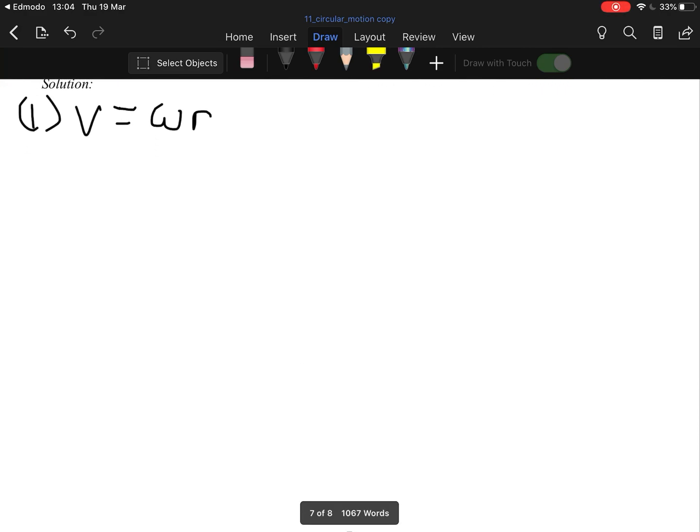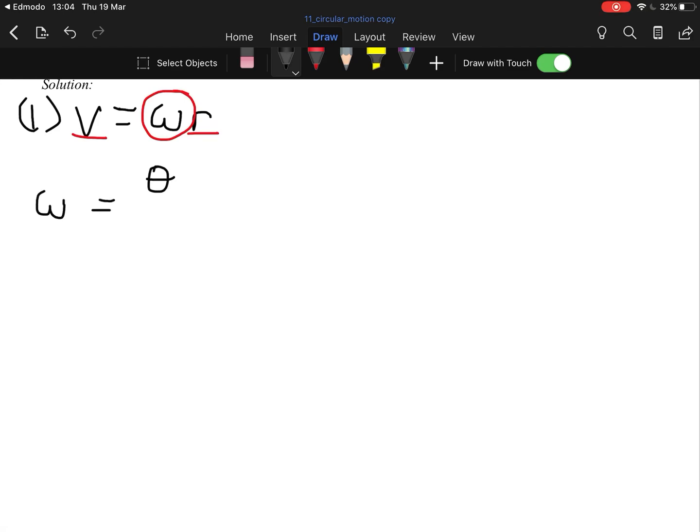All right, so I'm going to scroll this up because I need all the space here. So V equals omega times R. We have R. We're trying to find V, so we need to find omega. So what is omega? Omega is equal to the change in the angle with respect to time. So what is the angle and what is the time? I'll give you a second there to think. Can you come up with it now?